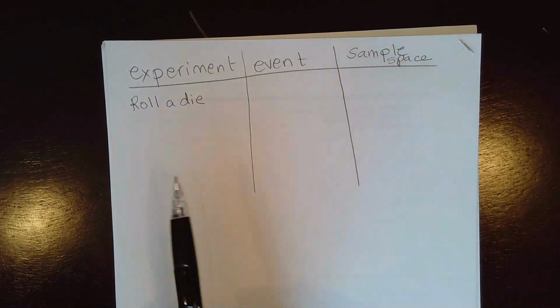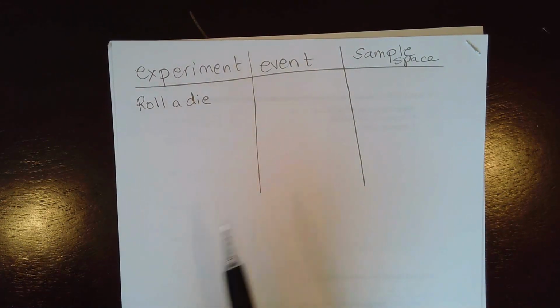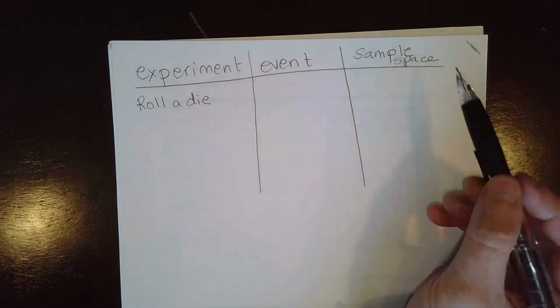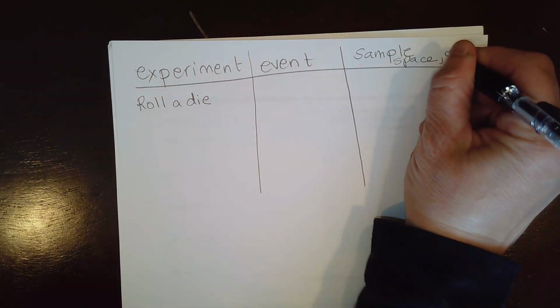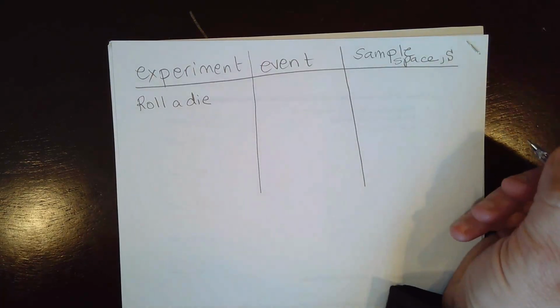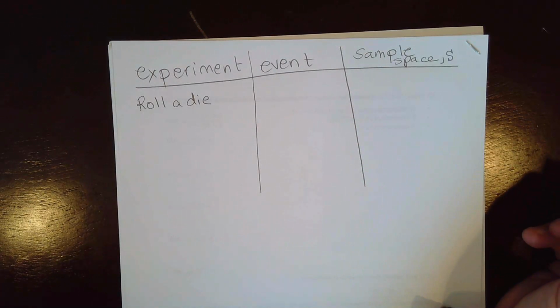So if we have an experiment of rolling a die, what are the possible outcomes? All the possible outcomes would make up the sample space. The sample space, for short, we call it S, capital S. The sample space of a probability experiment is a collection of all possible outcomes.